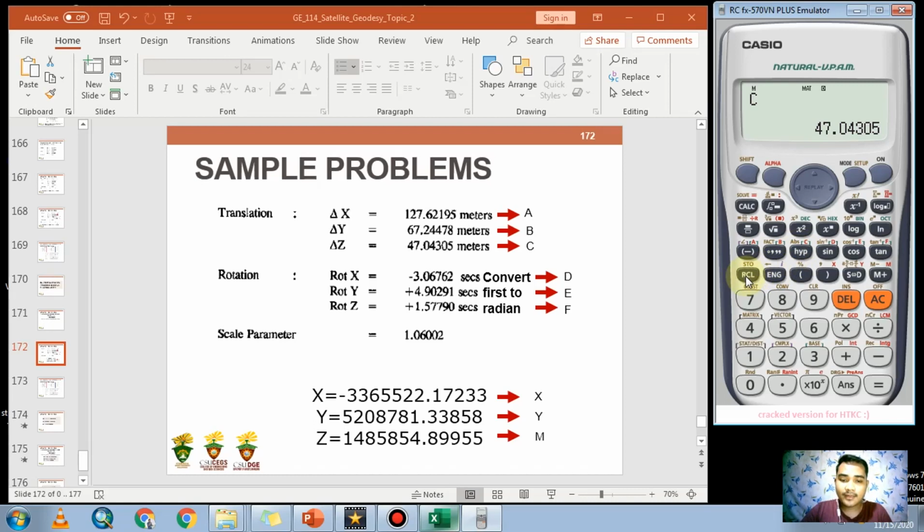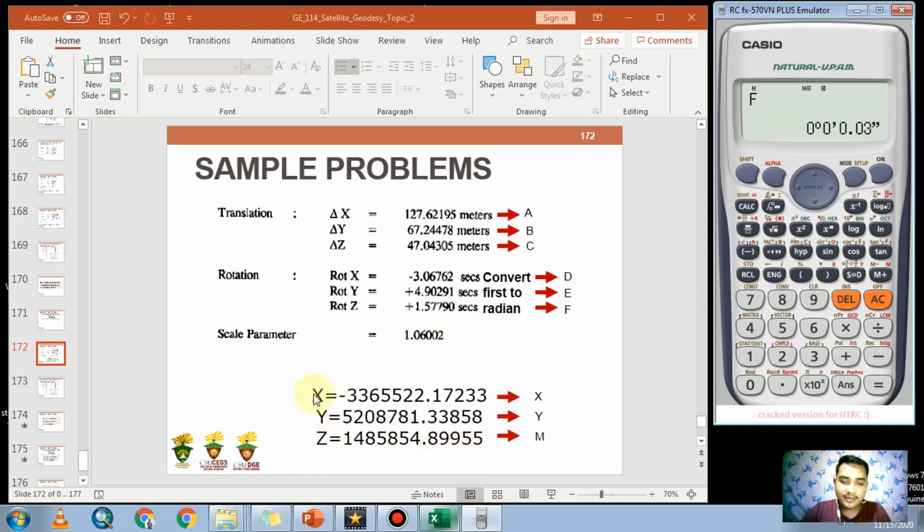Then we have translation pa ito. So, again, translation X nasa A, translation Y is nasa B, and translation Z is nasa C. No? Next, ang rotation X is nasa D, which is nakaradya na siya. Next is ang E, which is ang rotation Y, and rotation Z is nasa memory F. And scale parameter the same, and ato lang utrohon is ang kaning given na XYZ karon.